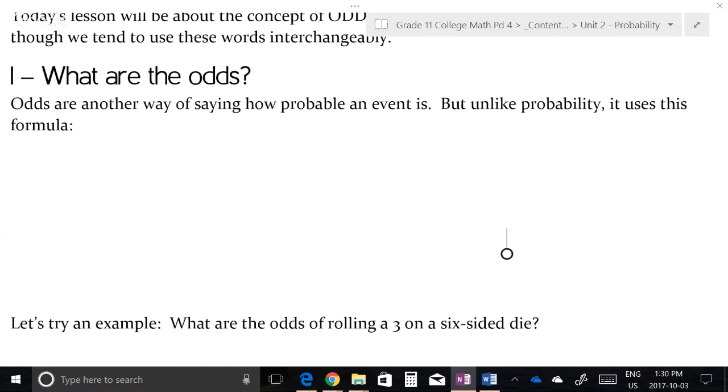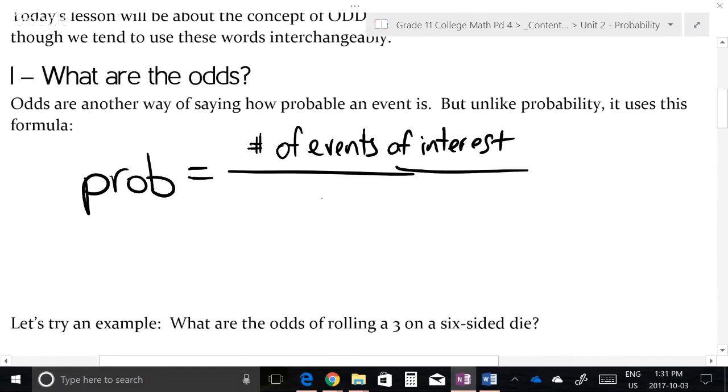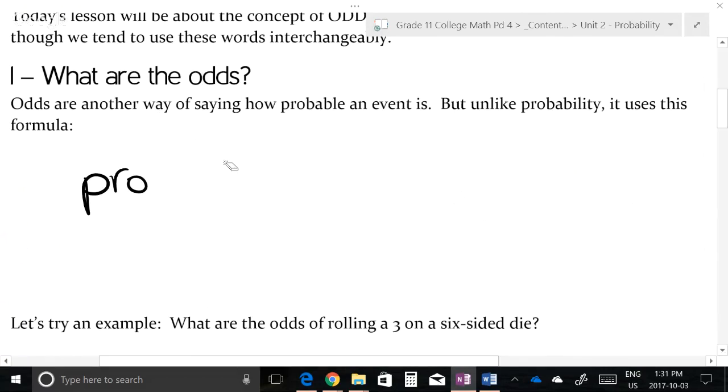But unlike probability, odds use a different formula. Don't write this, I'm just going to remind you. When we said probability, we said the probability of something was equal to the number of events you're interested in divided by the total, divided by all the outcomes, right? So if there's 8 ways something could happen and 2 of them were what you're interested in, it would be 2 out of 8, right? Does that make sense? That is not how odds are calculated.